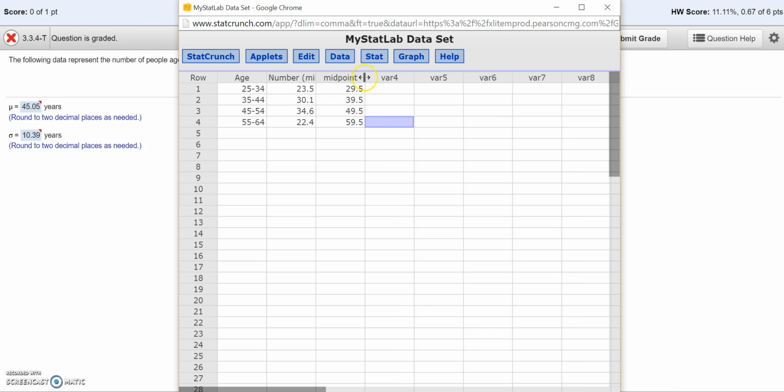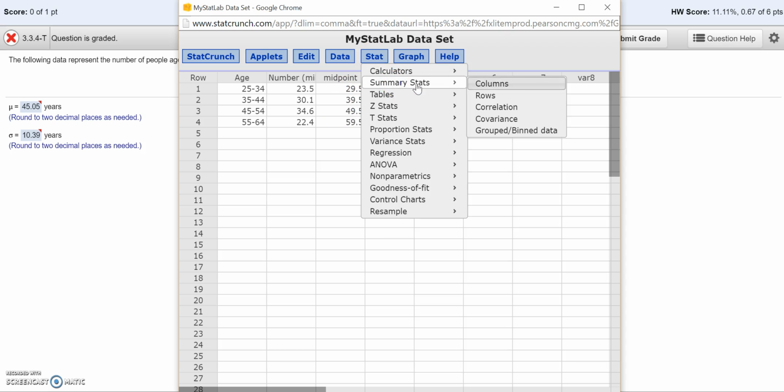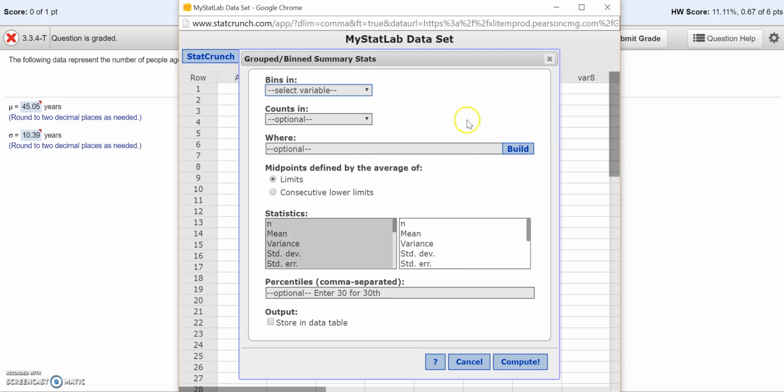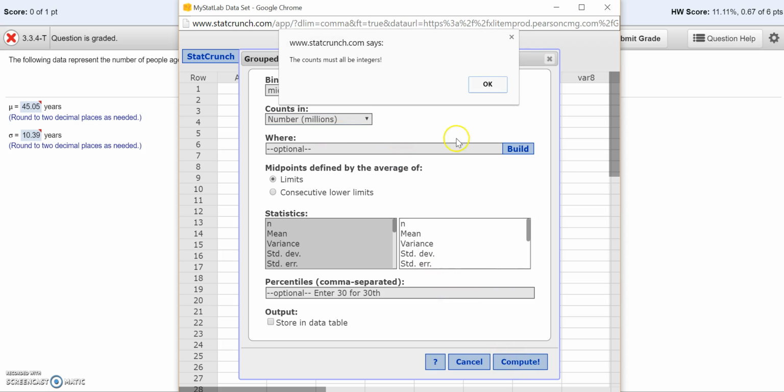And then we can do the same thing as before, stat, summary stats. Instead of using columns, we're using grouped or binned data. And then select the bin will be the midpoint, and this should be the counts in. And when you use the number in millions, you will see there is a mistake. When you click compute, it says the counts must all be integers.